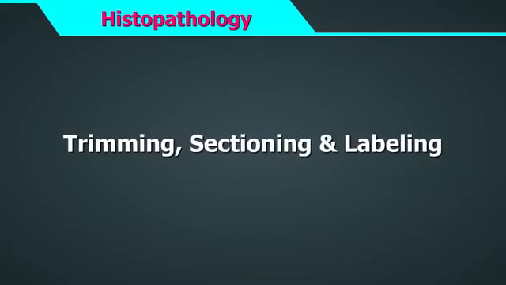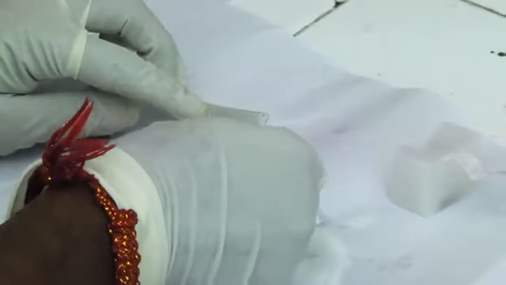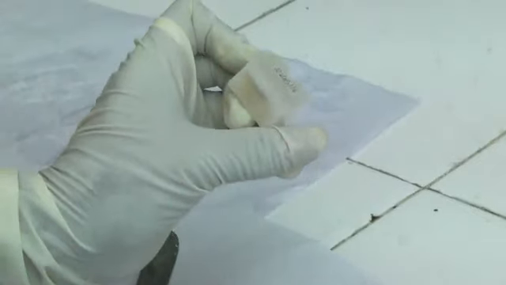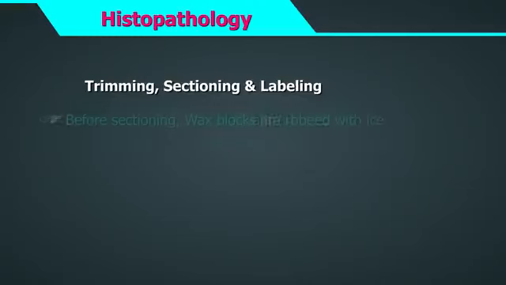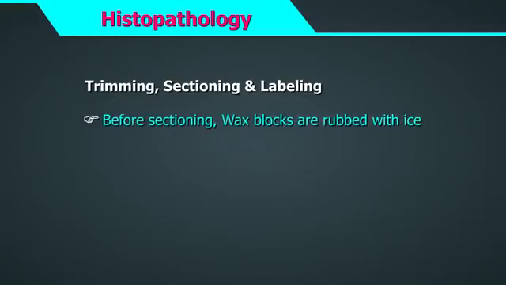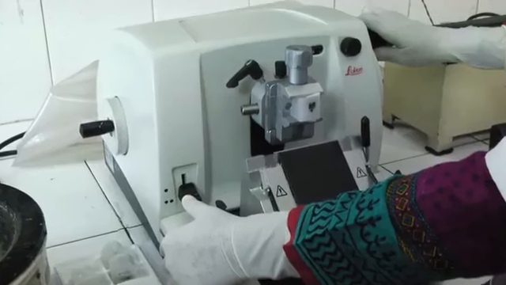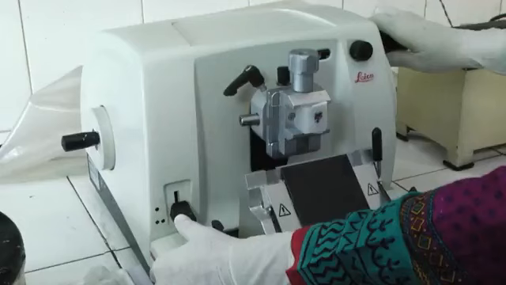Trimming, sectioning, and labeling. Trimming is done to remove excess wax from the blocks until tissue is fully exposed. Then, boundaries are cut manually to decrease the size of the section. Before starting the sectioning, the wax blocks with embedded tissue are rubbed with ice. The microtome is used to cut tissue sections 4 to 5 micrometers thick, one tissue block at a time.